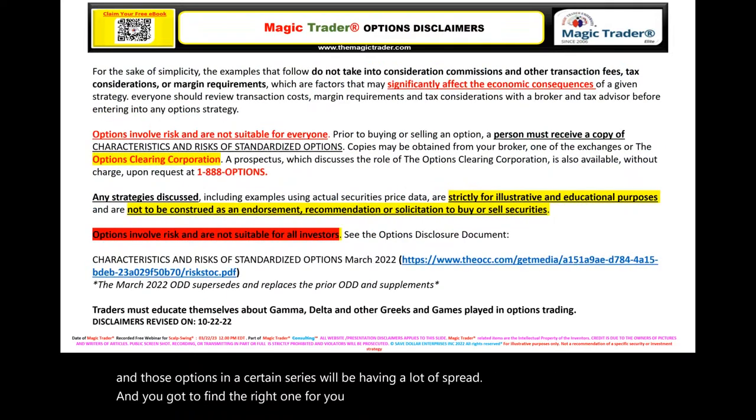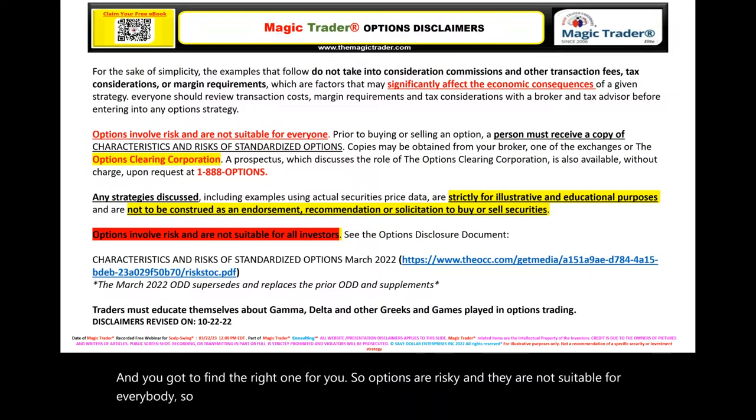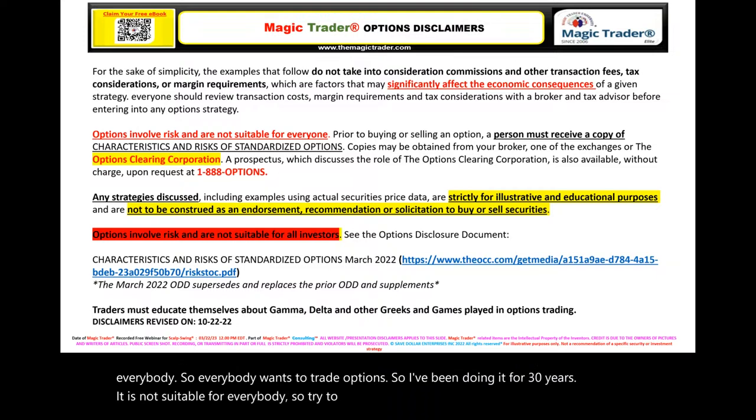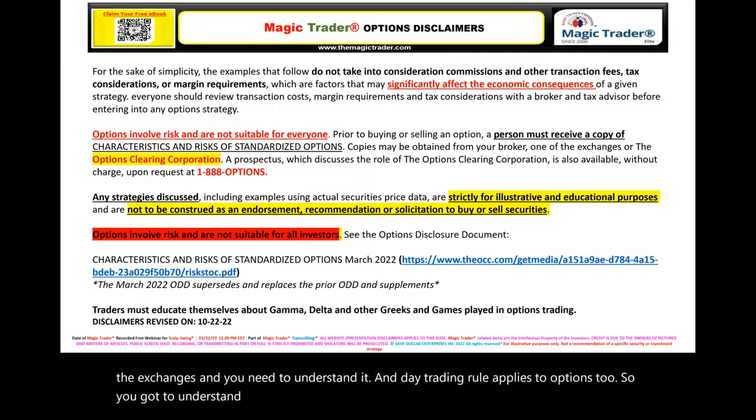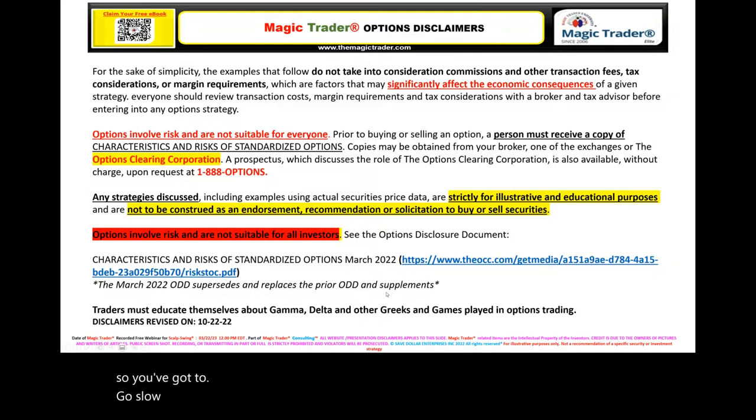So options are risky and they are not suitable for everybody. Everybody wants to trade options. I've been doing it for 30 years. It is not suitable for everybody. So try to understand how this thing works. There are rules of the exchanges and you need to understand them. And the day trading rule applies to options too. You've got to understand the risk of certain strategies, which can cause you a lot of trouble. So you've got to go slow and learn what strategy fits you.